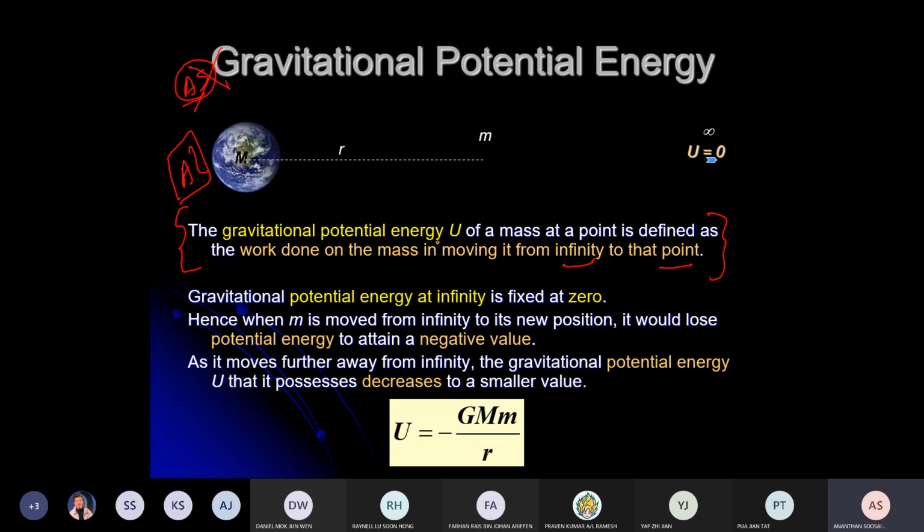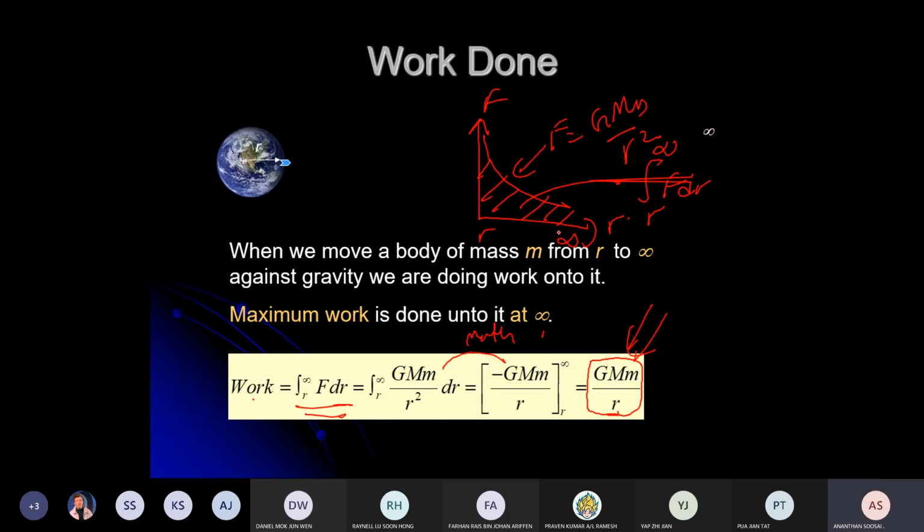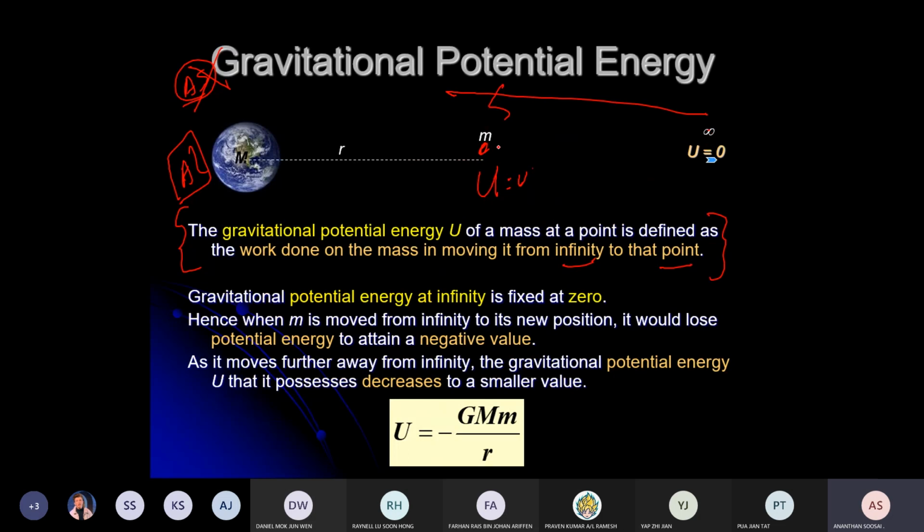It is the work done to bring a mass from infinity to that point, maybe to r from here. That is the potential here. It's actually the work done. Work done from r to infinity is how much? It is GMm over r. If the work done from r to infinity is GMm over r, the work done from infinity to r is negative GMm over r. Negative work is done.